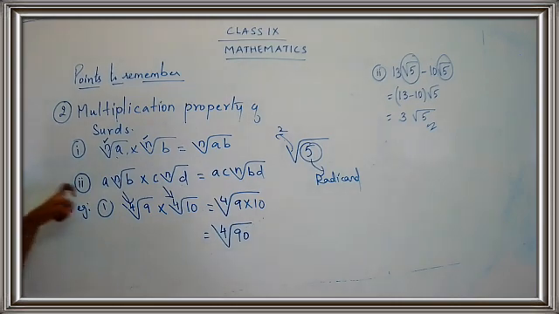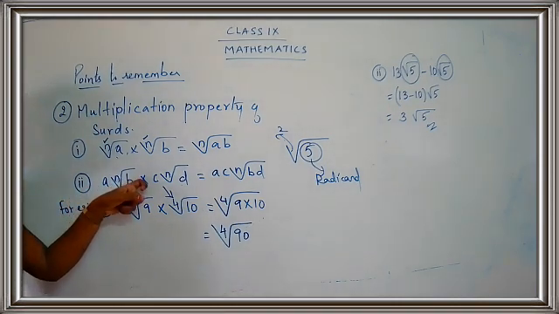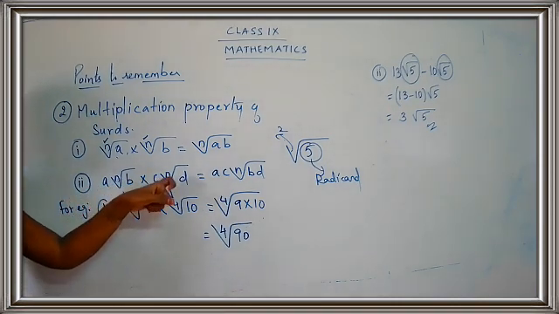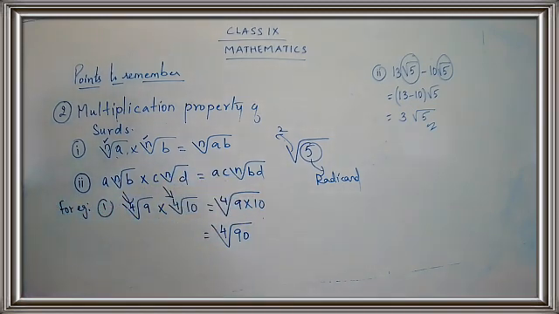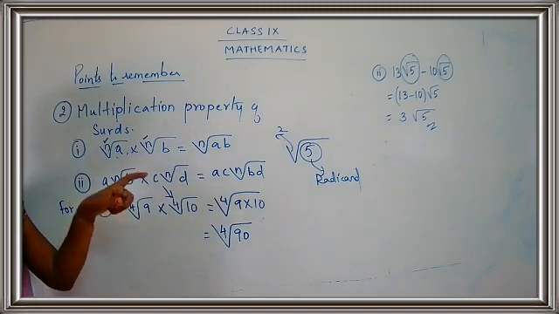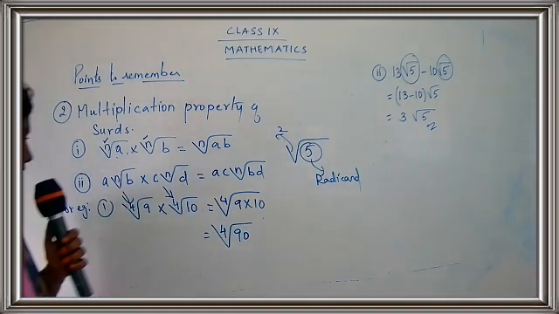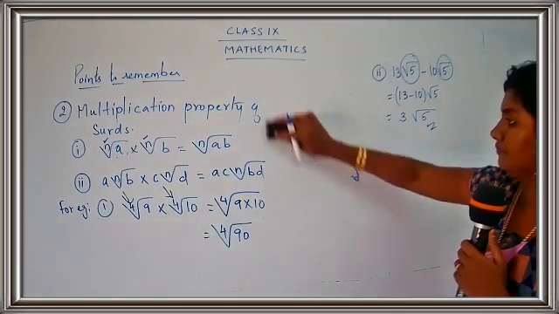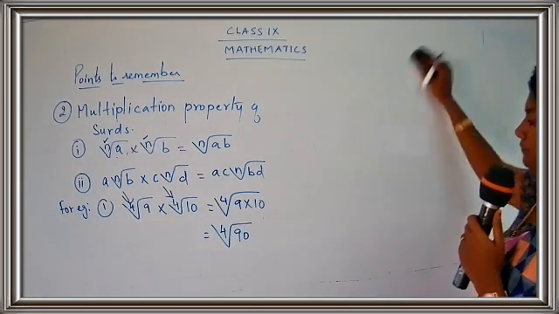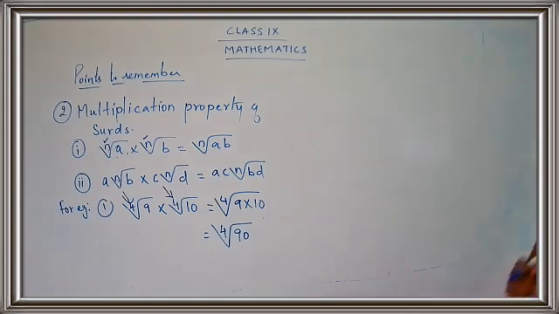That is A into nth root B into C into nth root D is equal to AC nth root BD. So let us take an example, children. Have you taken on this example? Get on the examples, children.